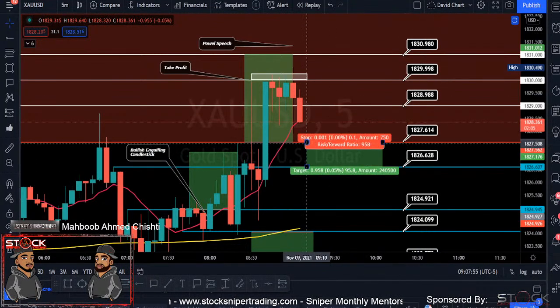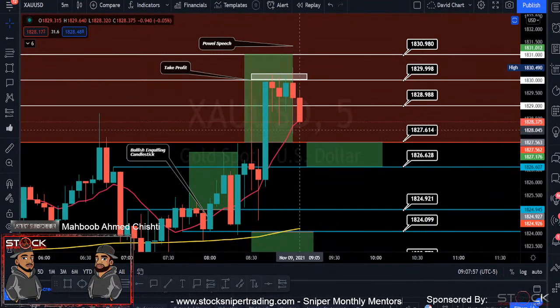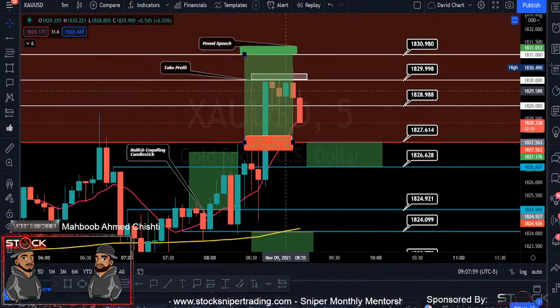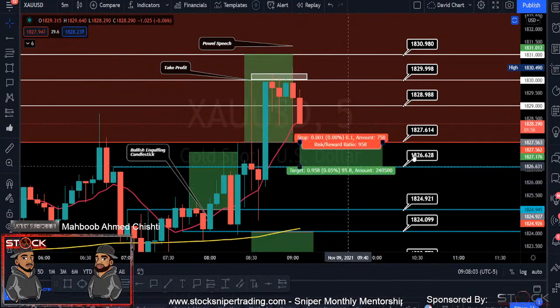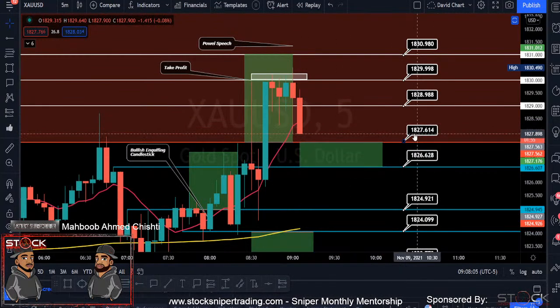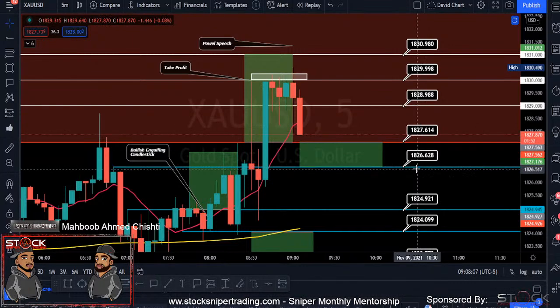Watch on gold. You can see it starting to break here, okay, coming out of this overall resistance area. It needs to break the 9, leading into the overall selling continuation. 1827.6, 1827, 1826.6.